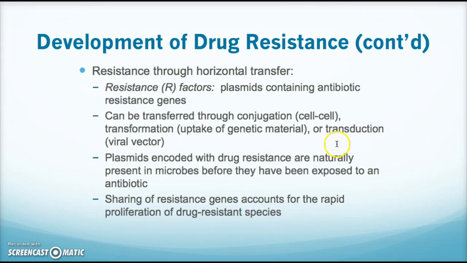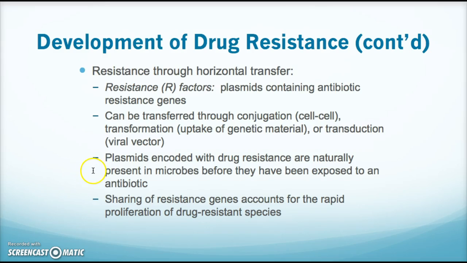And then the last one is what is called transduction. Sometimes a virus can infect a bacteria, and when it leaves that bacteria to infect another bacteria, it will take part of the genetic code from the first bacteria, and it can actually transfer drug resistance that way.